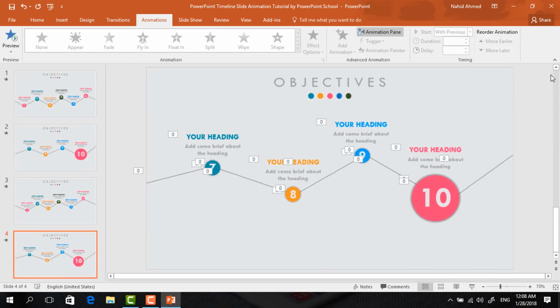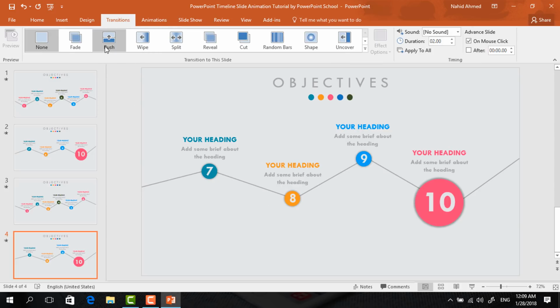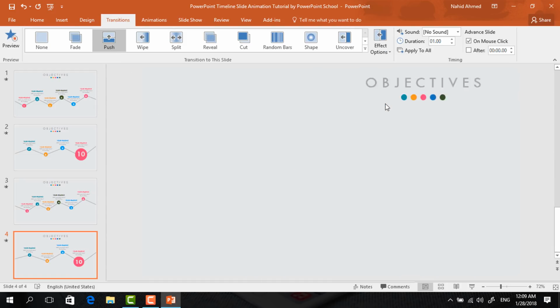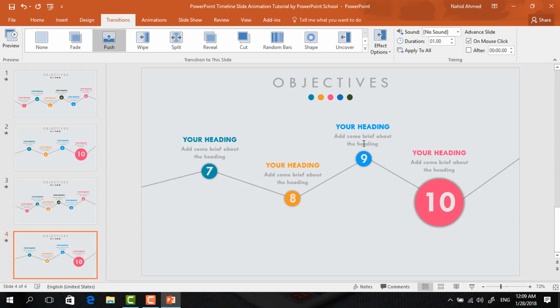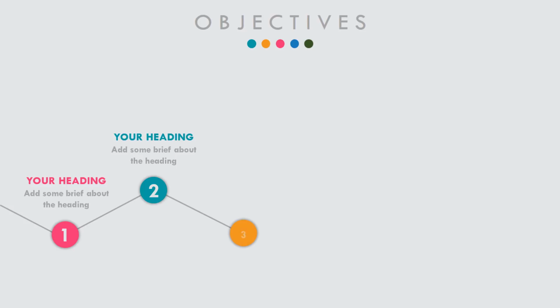And we are done with adding the animation, but now we have to add a transition. So go to transition, select push, from effect option we have to select from right, and our slide is ready. Now if you start the slideshow, you can see that our whole animation is working perfectly.